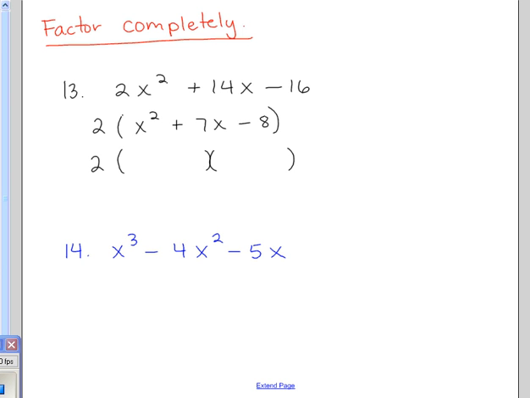So x squared plus 7x minus 8. I know I'm going to have x times x. I would need to look at the 8. 1 times 8, 2 times 4. Because it is negative 8, this means I want to find what's going to subtract to equal positive 7. And so that would be 1 and 8.